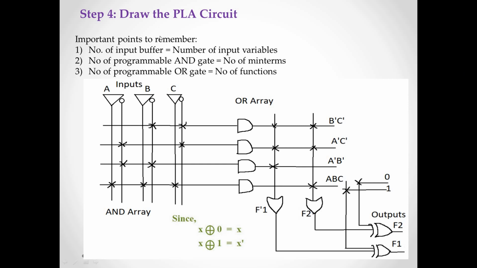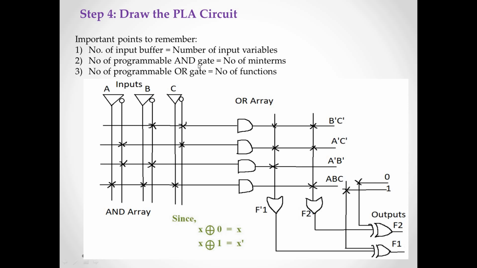Now finally, you have to draw the PLA circuit. How to draw it? We need to remember 3 important points. The number of input buffers is the number of input variables. How many input variables are given? 3 input variables, so we have to draw 3 buffers over here, that is, inputs A, B, C.